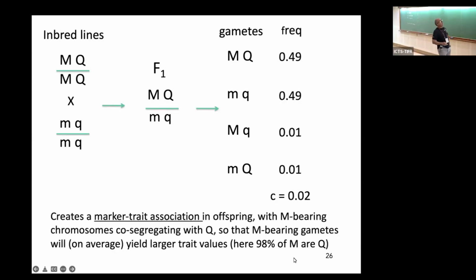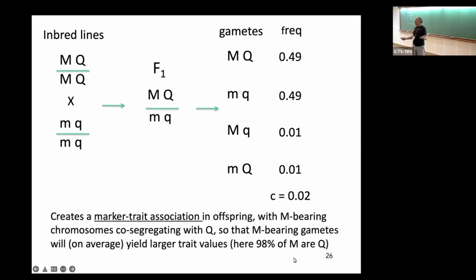But if I have linkage, let's imagine I have a recombination rate of 2%, then big M has big Q, so I see a big M, big Q almost half the time, and I almost never see a big Q on a little m. So what this would basically say is that 98% of all chromosomes that carry the marker big M also carry big Q.